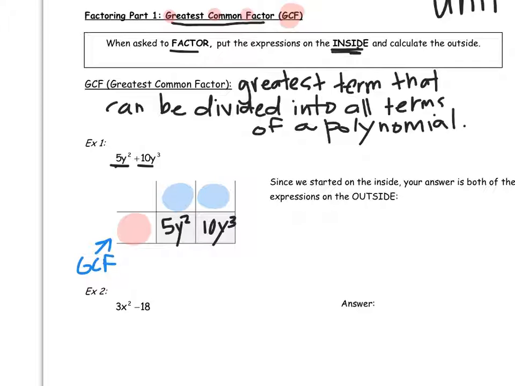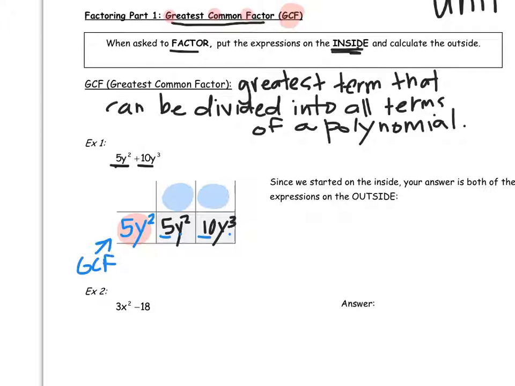First, I'm going to look at the coefficients. My coefficients are 5 and 10. I want to think of the biggest number that can divide into both 5 and 10, and that biggest value is a 5. Now I want to think about the y's. I have 2 y's here and 3 y's here. The y's that they have in common are, they have 2 in common. This term has 2 y's, this term has 3, so it has 2 and then 1 extra.